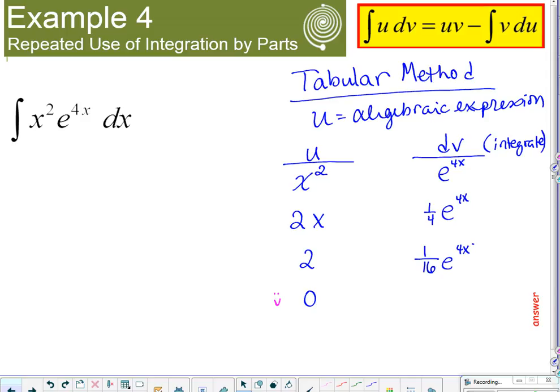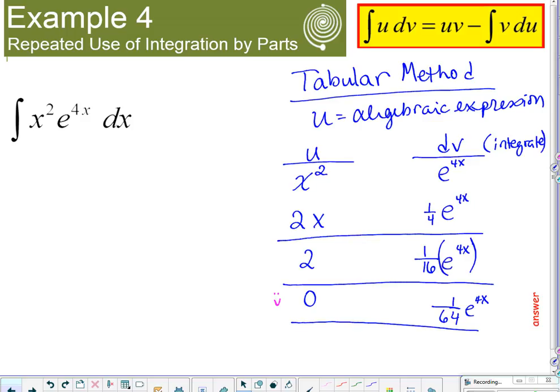Next, integration. Integration of e to the 4x will give me 1/4 e to the 4x, times 1/16 makes this 1/64. Now I can stop once I reach the same level as that 0, 1 did. And if you have line paper, it's probably going to be a little bit easier to follow.